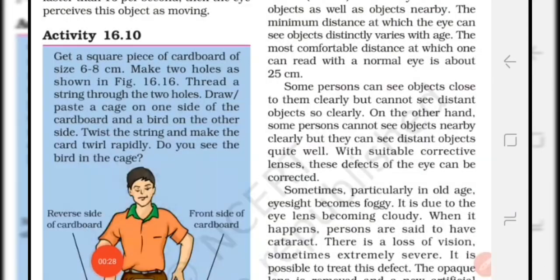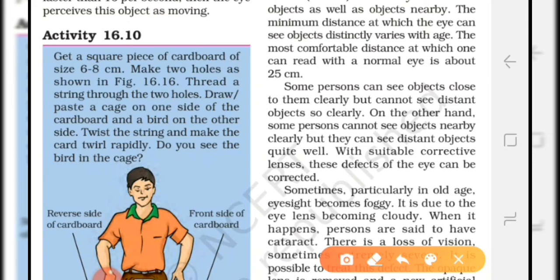What is the near point of an eye? The near point of an eye is 25 centimeters. It means the least distance at which a normal eye can see an object clearly is called the near point of the eye. Okay, and 25 centimeters is the near point for a normal eye.